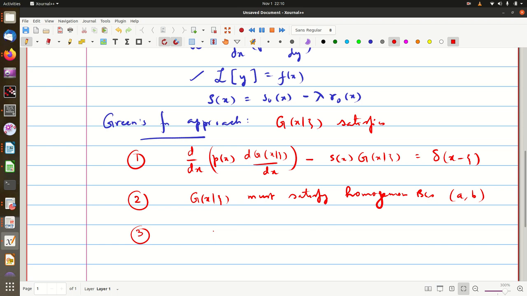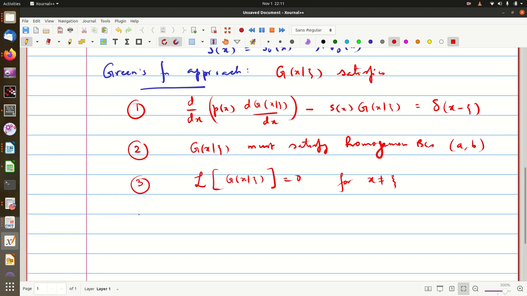The important thing is, for some value of x equal to xi, for x less than xi and x greater than xi, that is, for any value of x not equal to xi, the Green's function satisfies the homogeneous equation. That is, L of g of x comma xi is equal to 0 for x not equal to xi. That's one thing. And then the fourth thing that we know is g of x comma xi is continuous. It's continuous at x equal to xi.